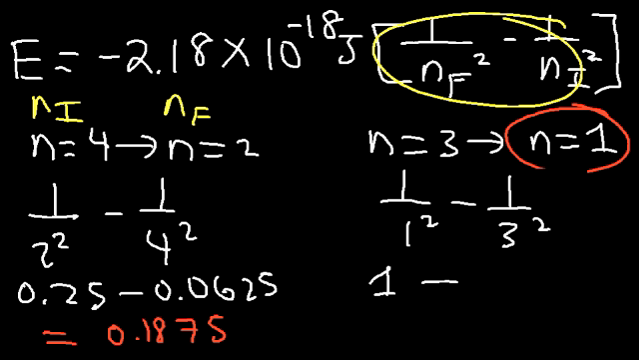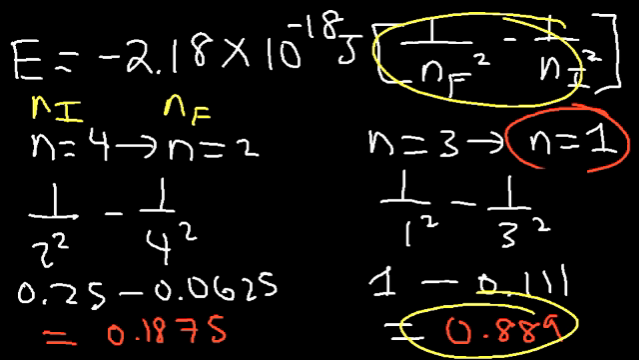And 1 over 3 squared is pretty small. That's 0.111. So 1 minus 0.111 is about 0.889, which is much bigger than 0.1875. So that's why an electron transition from the third energy level to the first involves a greater energy change than if an electron moves from the fourth to the second.